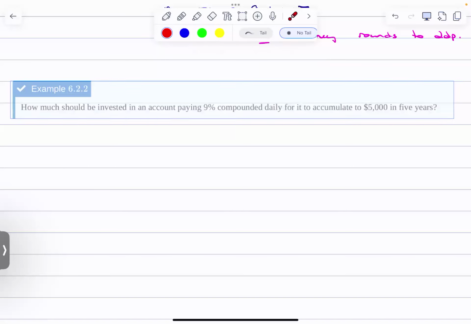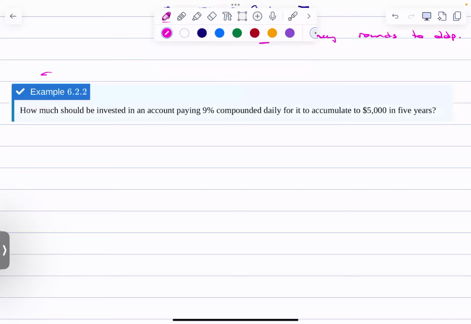Again, I'm going to leave some space as a header. This will be an example solving for, well, let's see. I bet you can take a guess, but how much should be invested in an account paying 9% compounded daily for it to accumulate to $5,000 in 5 years? So now I have the accumulated value A, and I want to find how much should be invested. Here, how much should be invested means we want to find P.